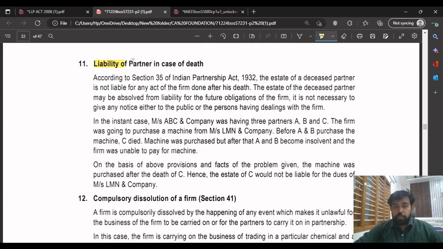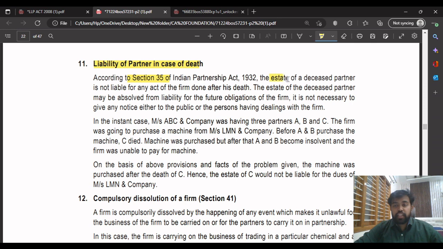Here is the liability of the partner in case of death. You have to write section 35, if you can remember it, you can mention section 35. But if you don't remember the section, don't quote a wrong section, because for wrong sections the marks can sometimes get cut. In Inter final they'll cut the marks if you write the wrong sections, but in Foundation I don't know, but it's better to be safe than to be sorry. So don't quote a wrong section. Write section 35 if you can remember. Liability of the partner in case of death.